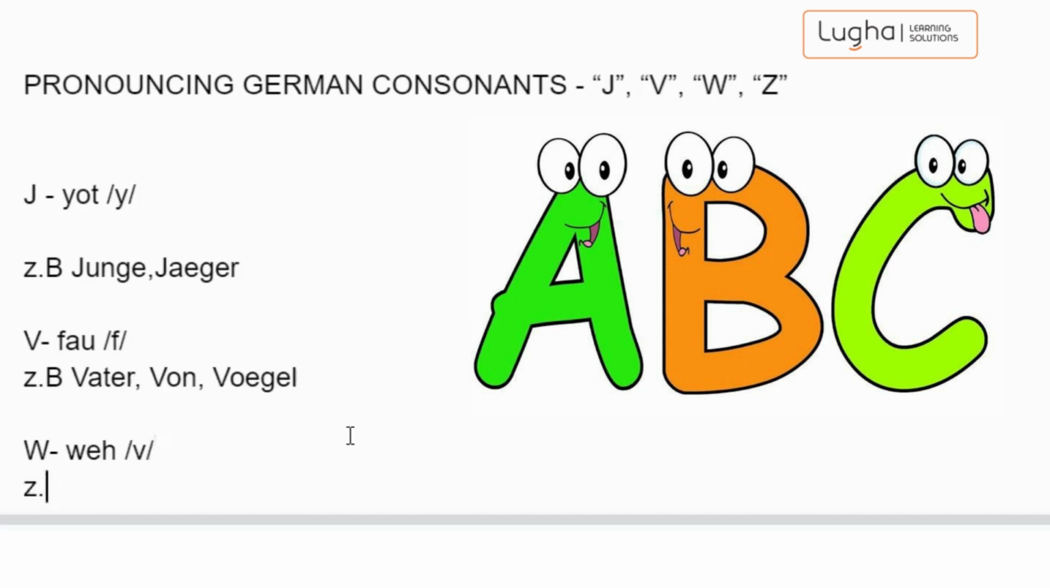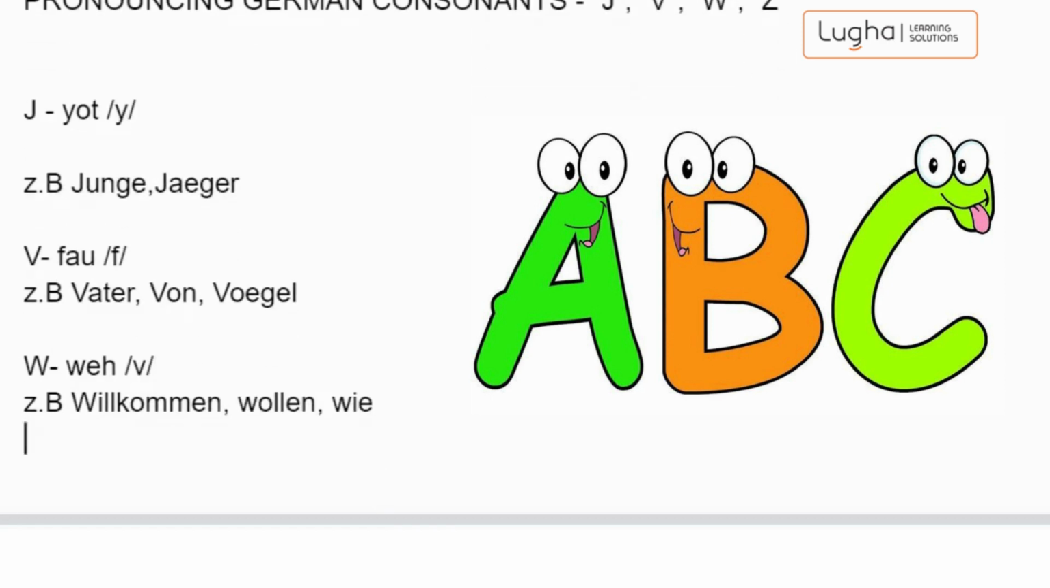Zum Beispiel, and you probably have heard of this word before. Willkommen. Have you heard of willkommen before? If you have shown some interest or interacted with any German material, you probably have come across this. Willkommen, wollen, wie. Okay, so W is V. Zum Beispiel, repeat after me: willkommen, wollen, wie.